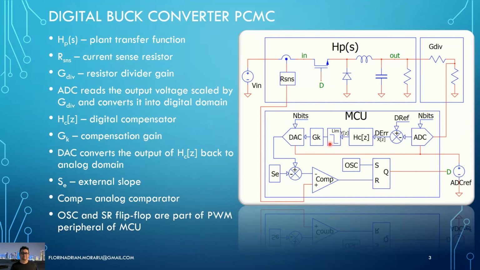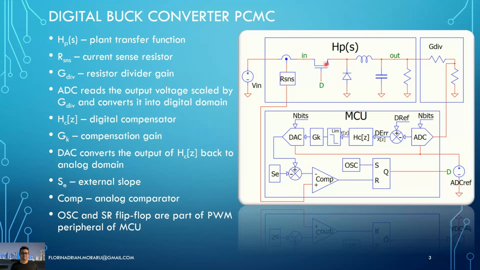Then it goes to a saturation block. We have the compensating gain, and then we have the DAC, digital to analog converter. So more or less the output of the digital compensator, we are translating it back into an analog signal, and we then subtract the external slope or the slope compensation, and in the end the difference of the two gives the reference for the peak current.